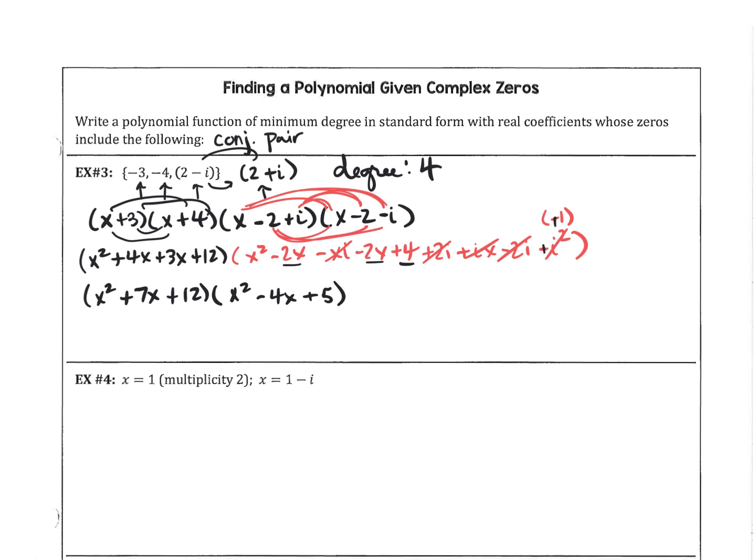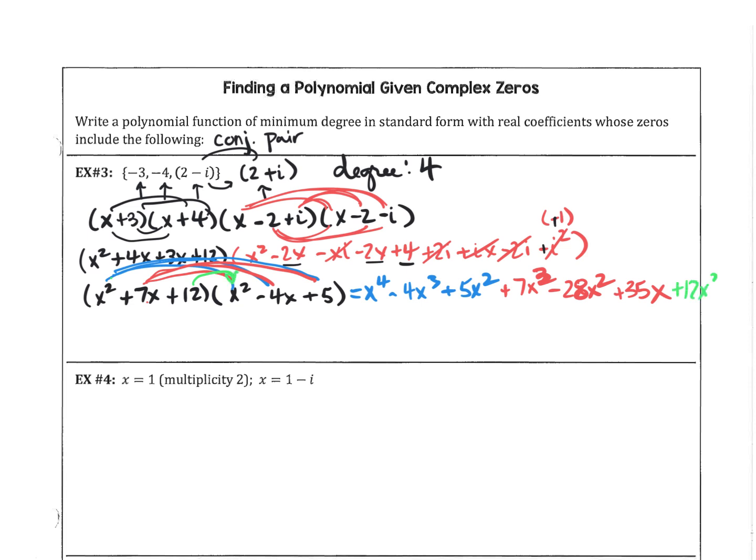Now, all we have to do is finish multiplying out. x squared times x squared is x to the 4th, minus 4x cubed, plus 5x squared, 7x cubed, excuse me, I'm sorry, 7x cubed, minus 28x squared, and then plus 35x, and then last but not least, 12 times x squared is plus 12x squared, minus 48x, and then plus 60.